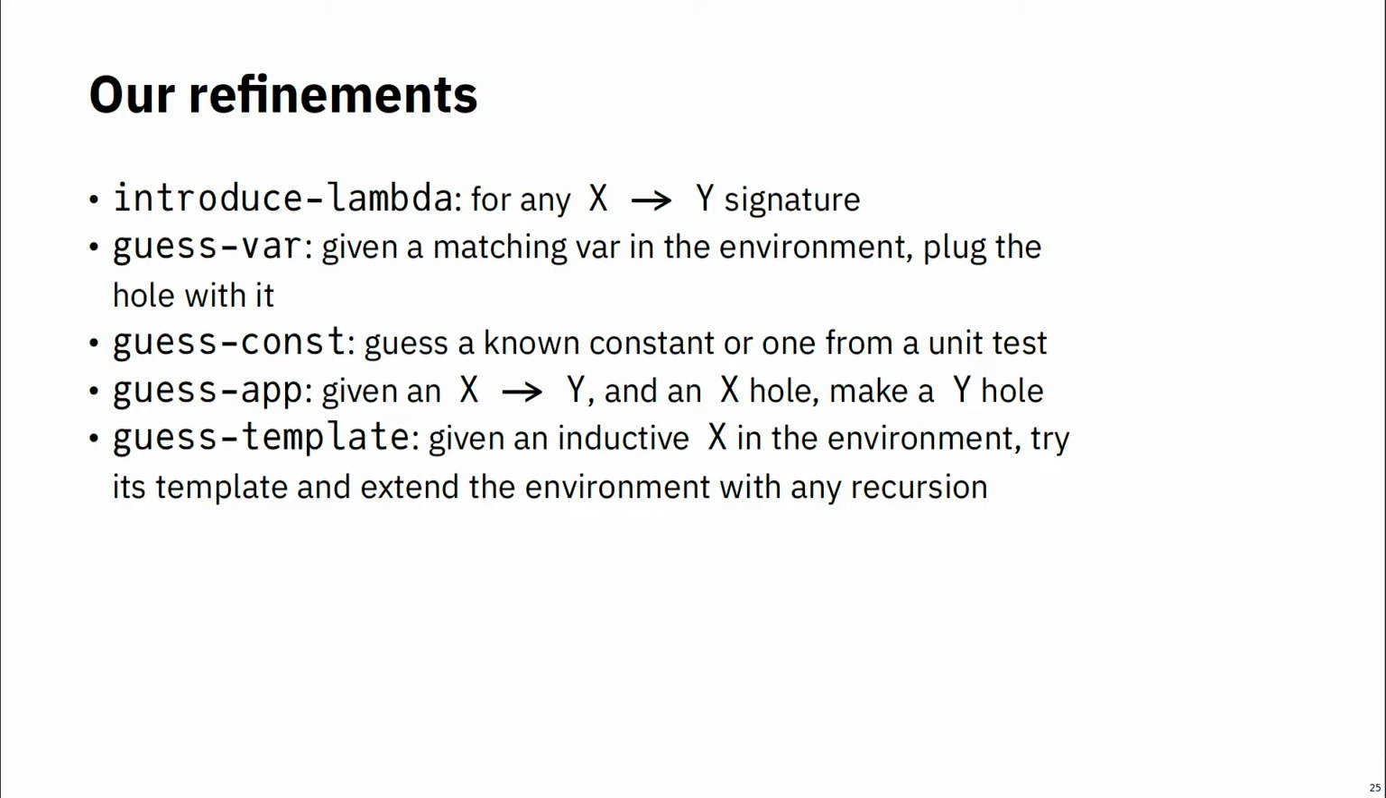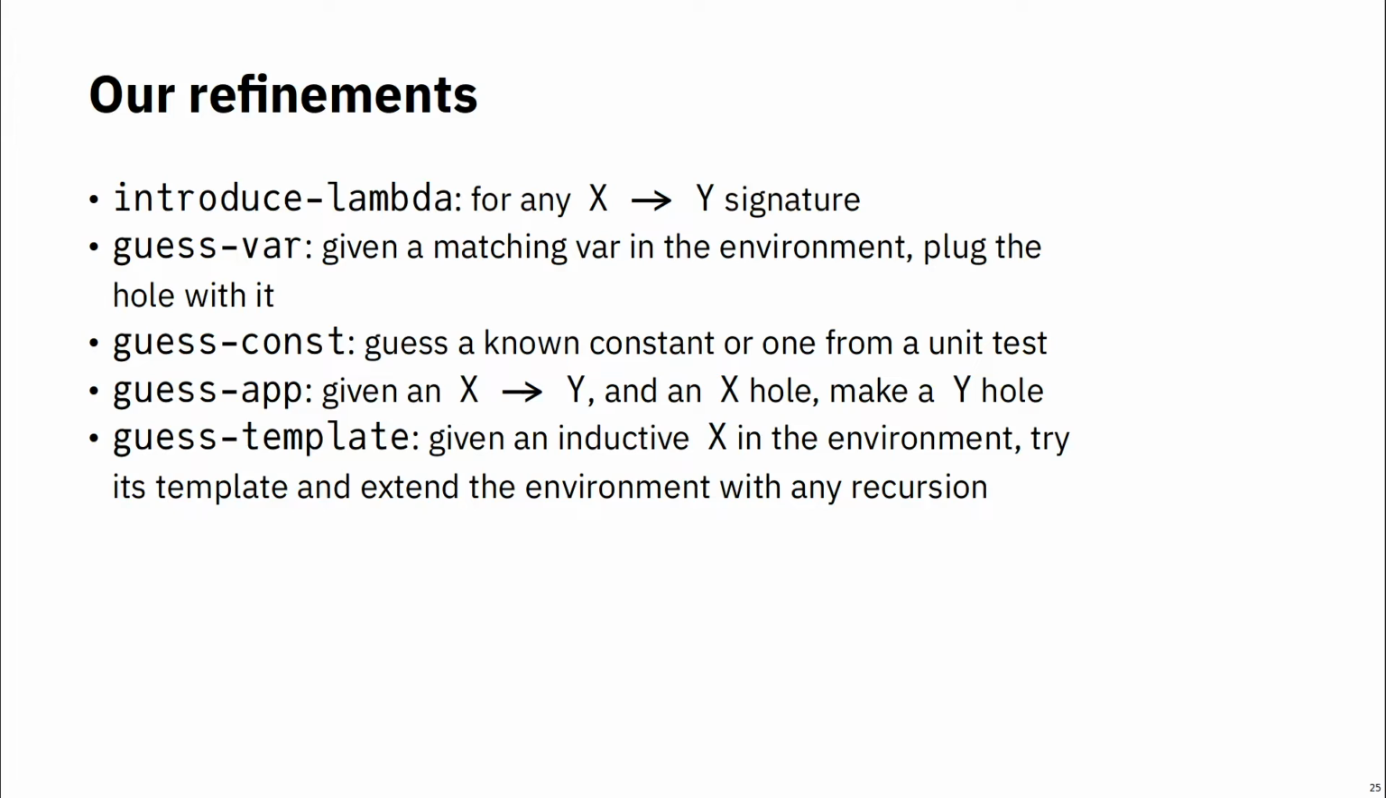These refinements correspond to 5 things right now. I can think of at least 2 more that I want to implement, but hey. Introduce lambda, which is decidedly a misnomer because we don't have lambdas in beginning students, meaning this is actually only called once at the top level. It is for any signature that's for x to y, introduce a function definition. That's the easy one. Anyway, guess var says if we have a matching variable or interesting expression like depth of node left, for example, plug the hole with that thing.